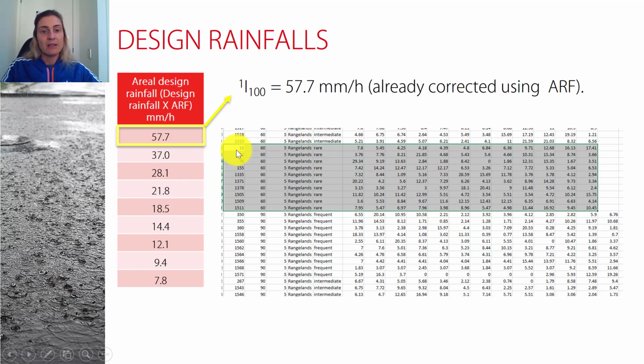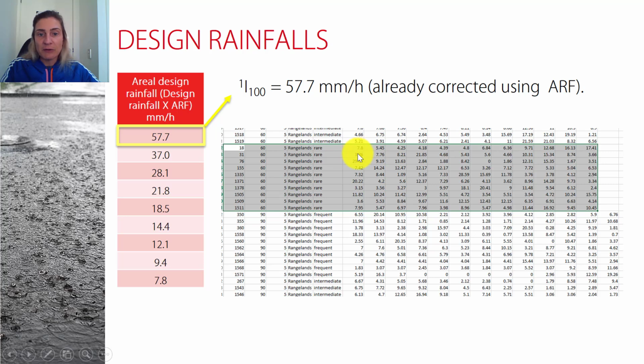So here is the CSV file that I downloaded from the Australian Rainfall and Runoff Data Hub. I'm looking at the 60-minute duration and a rare event. And this is how the rainfall is distributed over time. The time increment is still 5 minutes. That's why I've got so many points here.